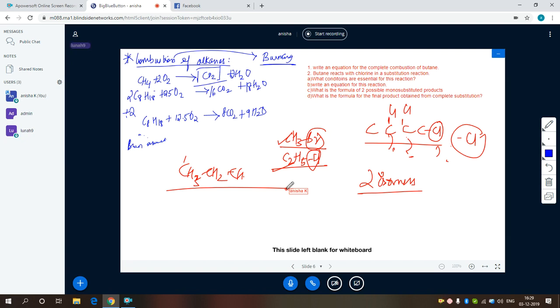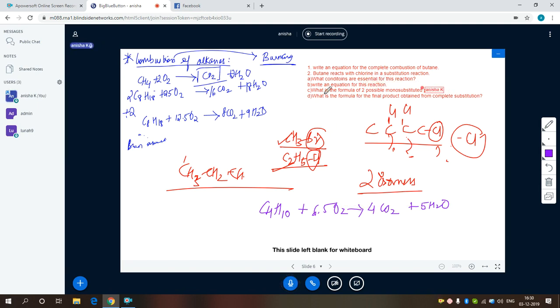Finished? Yes. Okay, so what will be the answer for the first one? Of butane, it's C4H10 plus 6.5 O2, oxygen, gives 4 CO2 and 5 H2O. Okay, very good.